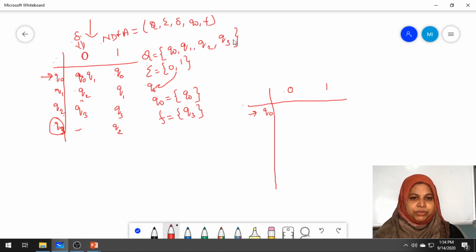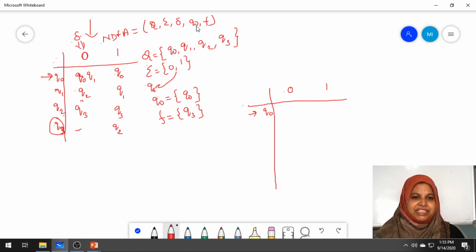What do you mean by Q? Q is the number of states. In the given example, the states are Q0, Q1, Q2 and Q3. What is sigma? Sigma is the input alphabets. Here the input alphabets are 0, 1. Next is delta, the transition function. The transition function is already given by the NDFA.